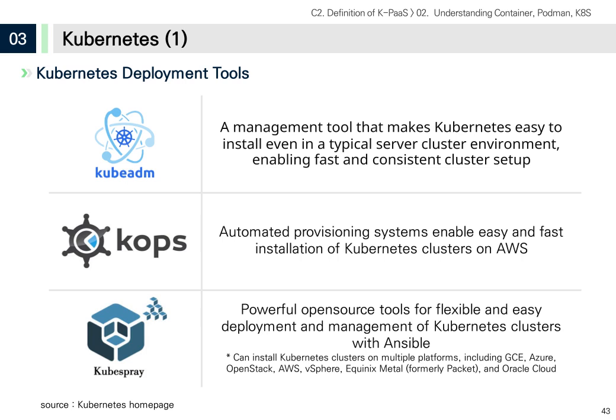What tools are used to deploy Kubernetes? There are three main Kubernetes deployment tools that you'll see in the book. First, Podman is a management tool that makes it easy to install Kubernetes in a typical server cluster environment. Any common Linux server can be used, regardless of the infrastructure environment. Next, KaaPaaS is an automated provisioning system that allows you to quickly and easily install a Kubernetes cluster on AWS. Finally, KubeSpray is an open-source tool to flexibly and easily deploy and manage Kubernetes clusters through Ansible.